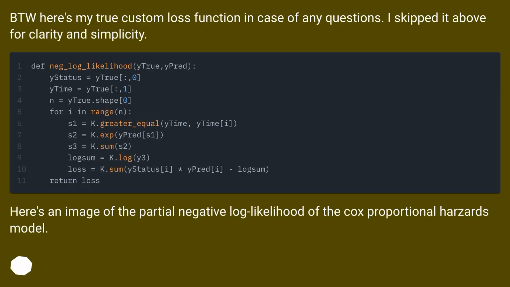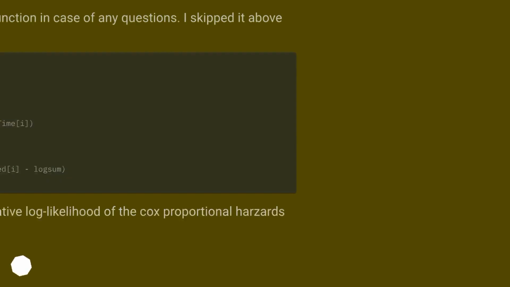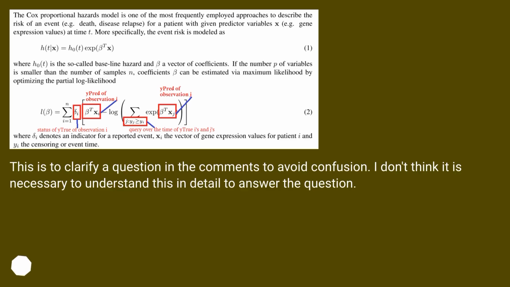BTW, here's my true custom loss function in case of any questions. I skipped it above for clarity and simplicity. Here's an image of the partial negative log likelihood of the Cox proportional hazards model. This is to clarify a question in the comments to avoid confusion. I don't think it is necessary to understand this in detail to answer the question.